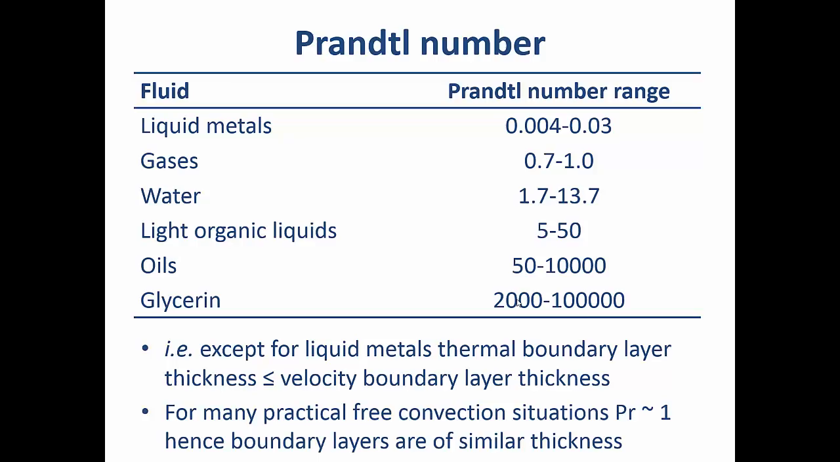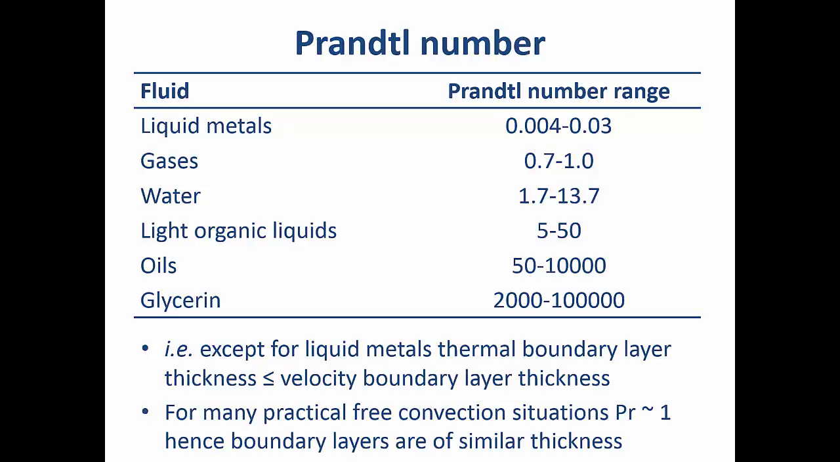Because the viscosity is involved, you get rather different Prandtl numbers for different types of fluids. So for liquid metals we tend to have very low Prandtl numbers. For gases we have Prandtl numbers of around 0.7 to 1. In fact, for many gases in many problems, if you don't know the Prandtl number, you can assume it's about 0.7. Although obviously if you do have enough information to calculate it, you should calculate it. Water, slightly higher values of Prandtl numbers. Light organic liquids higher still, and then when we get up to things like oils and glycerins, viscous fluids, then we get very high Prandtl numbers.